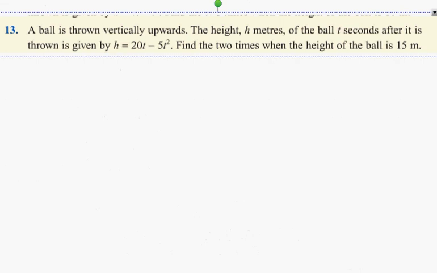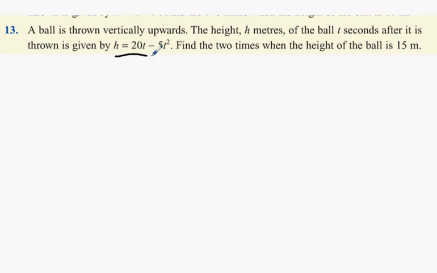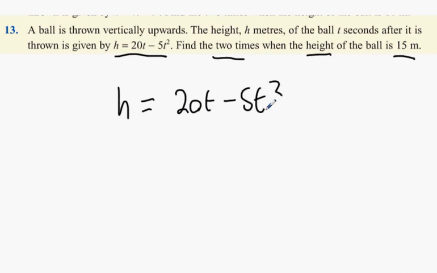Okay. This one here. A ball is thrown vertically upwards. The height h in meters of the ball t seconds after it is thrown is given by h equals 20t minus 5t squared. Find the 2 times when the height of the ball is 15 meters. Any suggestions on how to do that? Here's a formula. h is the height, and that's the equation. Take a wild guess. Replace h with 15. It tells you that the height is 15.